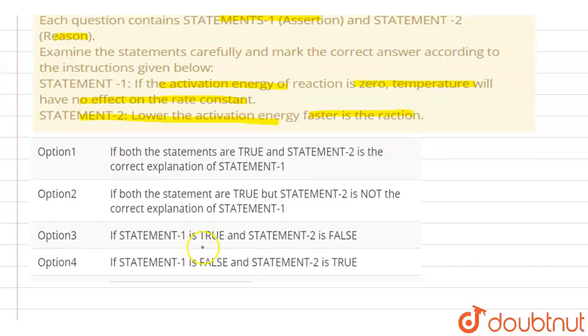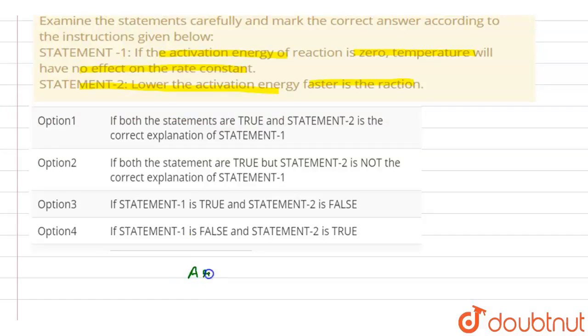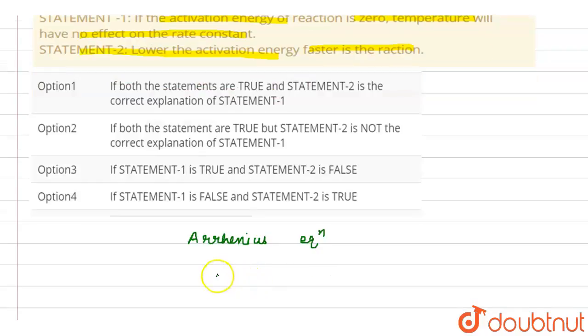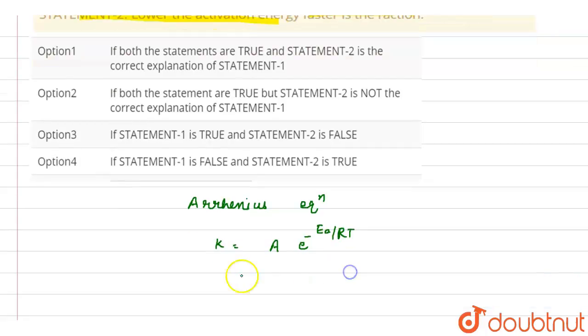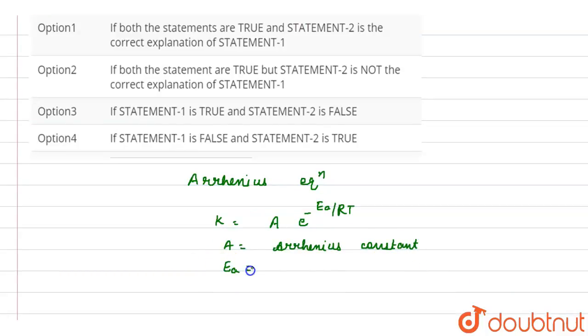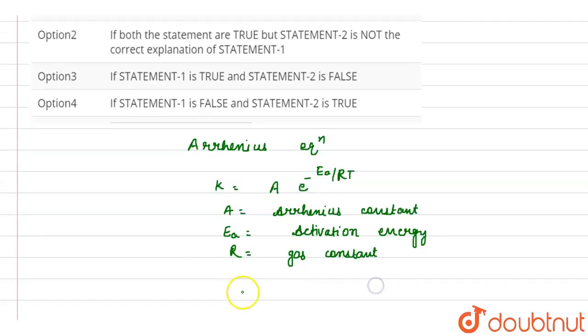So basically when we talk about activation energy, we have the Arrhenius equation, which is K equals A e raised to the power minus EA upon RT, where A is the Arrhenius constant, EA is the activation energy, the minimum energy required for the completion of the reaction, R is the universal gas constant, and T is temperature.